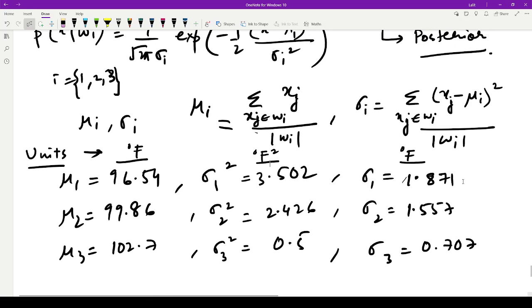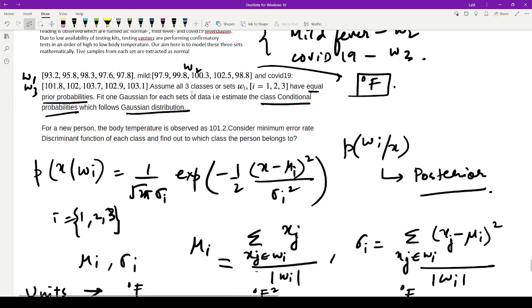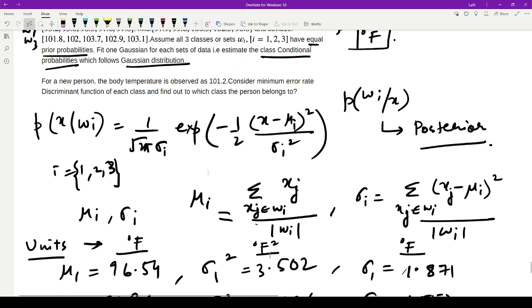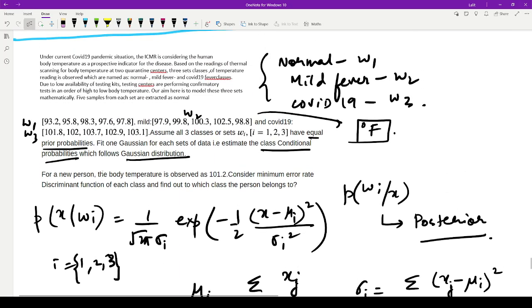Okay, so once we have this clarity on these units, so we got the means, variances, and standard deviation. What we did, we found the Gaussians, specific Gaussians. We can just replace the mu and sigma here in this expression, and we get the specific Gaussians for each of the class. So now the second part is for a new person. Why we did all these things? Because for a new person, we want to detect whether that person has mild fever or COVID or is normal.